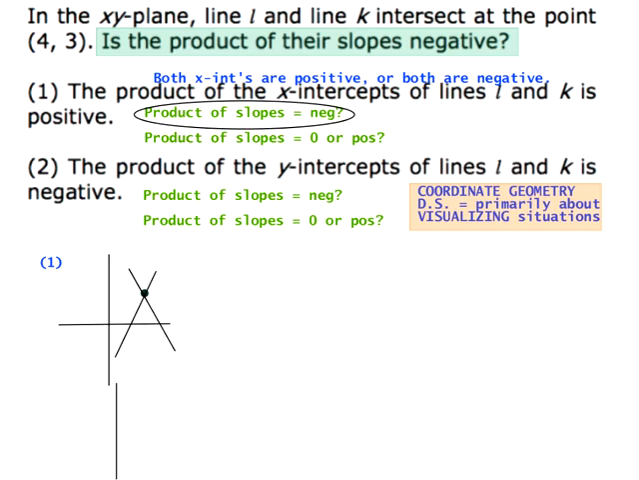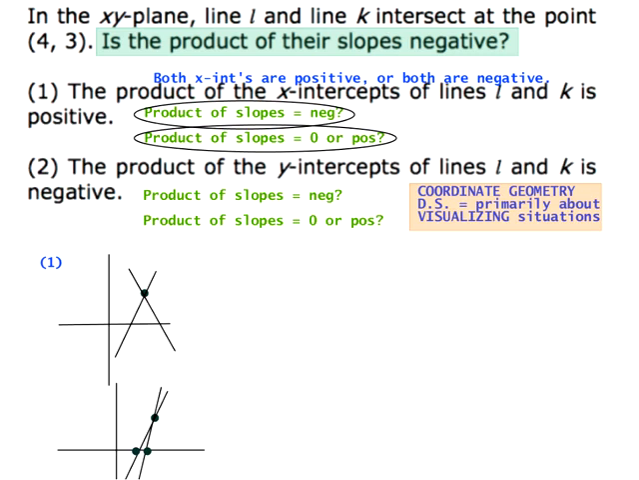If I draw out another situation, I don't even need to worry about 2 negative intercepts, because I can do this already with 2 positive ones. Like there's one and then there's another one. Here's my 2 positive x-intercepts, and now I've got 2 positive slopes. So that's a thing. You can have that.